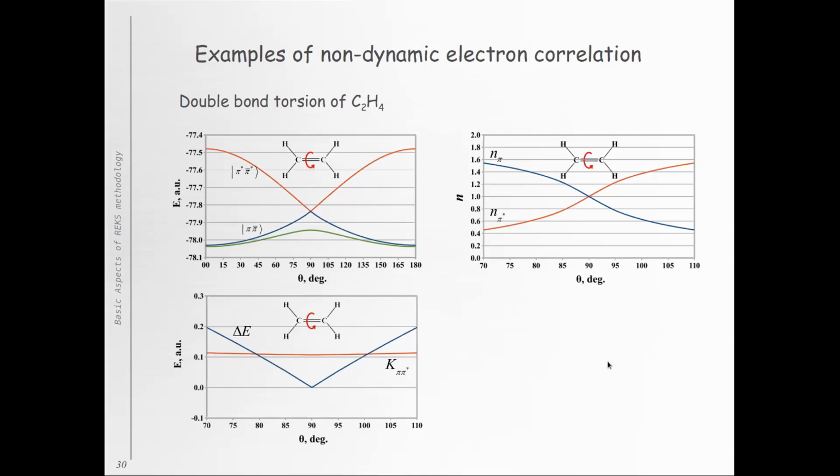So the two configurational description at this level, for this system, is sufficient to describe the correct shape of the potential energy surface. Although the energies may not be very accurate, because I did not include, at the wave function level, one of the important ingredients in the energy, the so-called dynamic correlation.